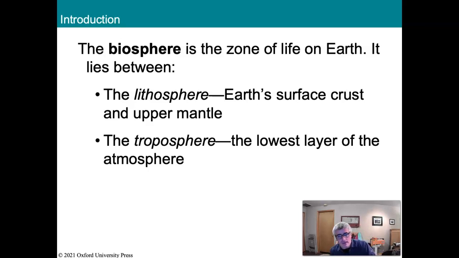So the biosphere is the zone of the earth, the zone of life on the earth. It lies between the lithosphere and the troposphere. So litho meaning stone, the earth's crust and upper mantle, and the troposphere being the lowest layer of the atmosphere. That's where everything generally happens, in between the hard parts and the float away parts.